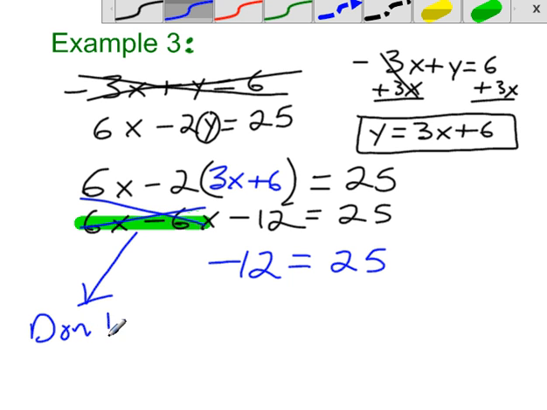Don't panic if your variables cancel. It means something, and here's what it means. If your variables cancel, it means that these two lines were either parallel or same line. And here's how you tell the difference. Write down what you're left with after they cancel. If you're left with a false statement like this, the answer is no solution.